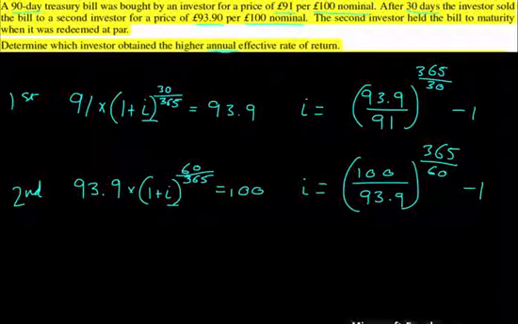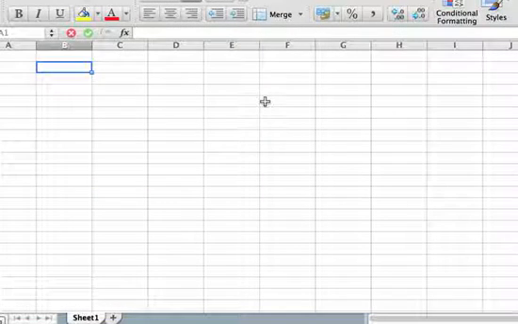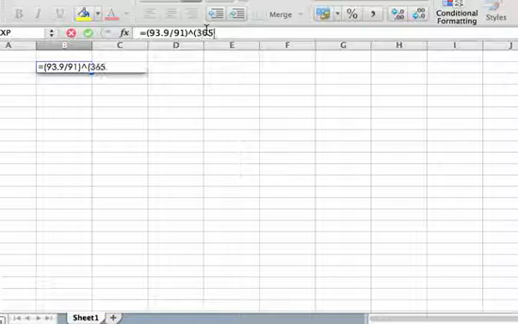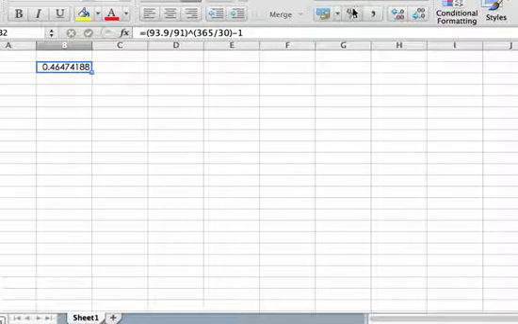Well, I'm going to have to bring up Excel to quickly have a look at it. So here it is. Okay, so the first one was 93, sorry I can't even remember it, 93.9 divided by, they spent 91 on that, and I'll put that all in brackets. Okay, to the power of 365 divided by 30, all minus 1. That's the rate. So the guy earned 46 or so percent, 46.5%.